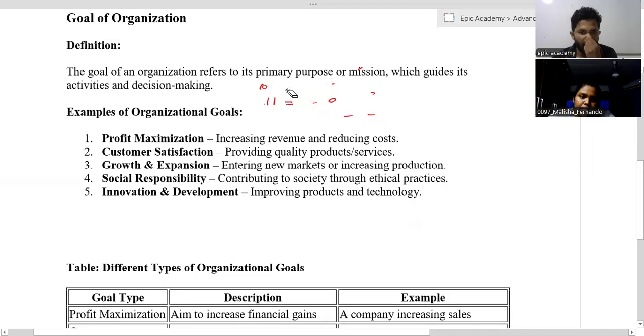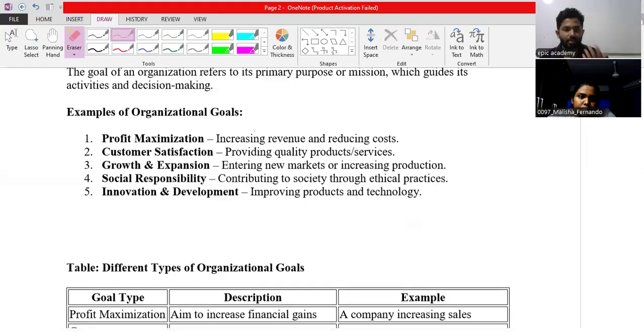Still, we are going to identify the main features of the organization. The first one is to increase the revenue and reduce the cost. You can maximize the profit. And customer satisfaction. Some organizations try to increase customer satisfaction.